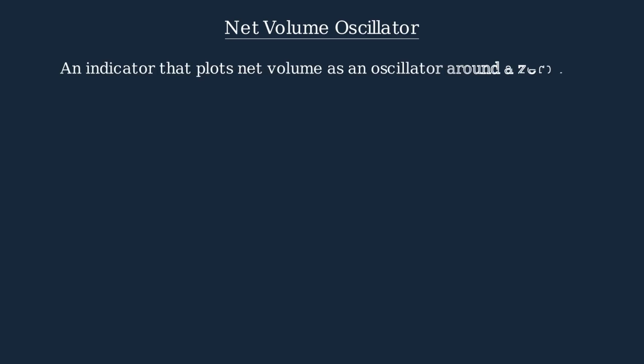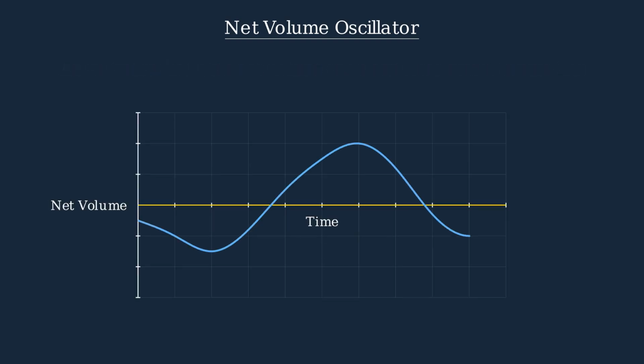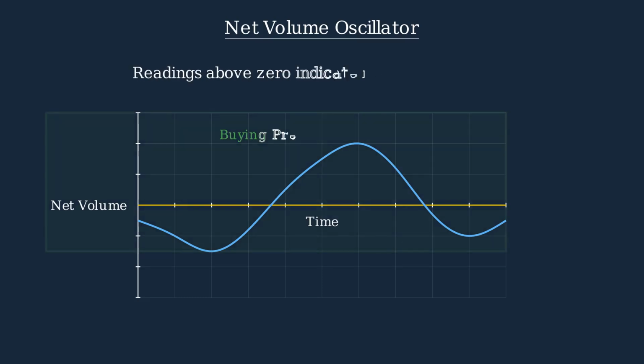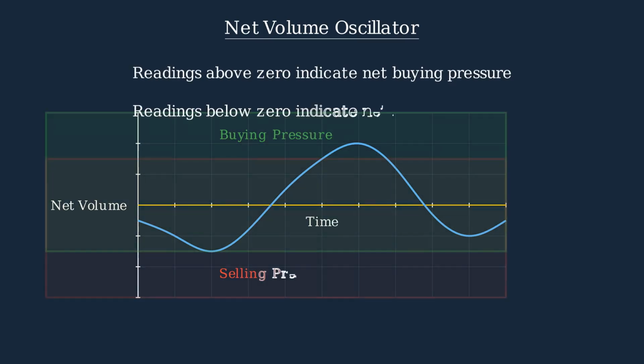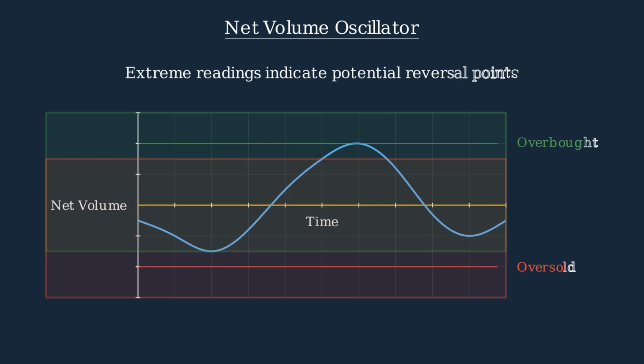The net volume oscillator is an important technical indicator for analyzing volume dynamics. The oscillator plots net volume data as a line that fluctuates above and below a zero line. When the oscillator is above zero, it indicates net buying pressure in the market. Conversely, readings below zero show net selling pressure. Traders use extreme oscillator readings to identify overbought and oversold conditions. These often precede market reversals.